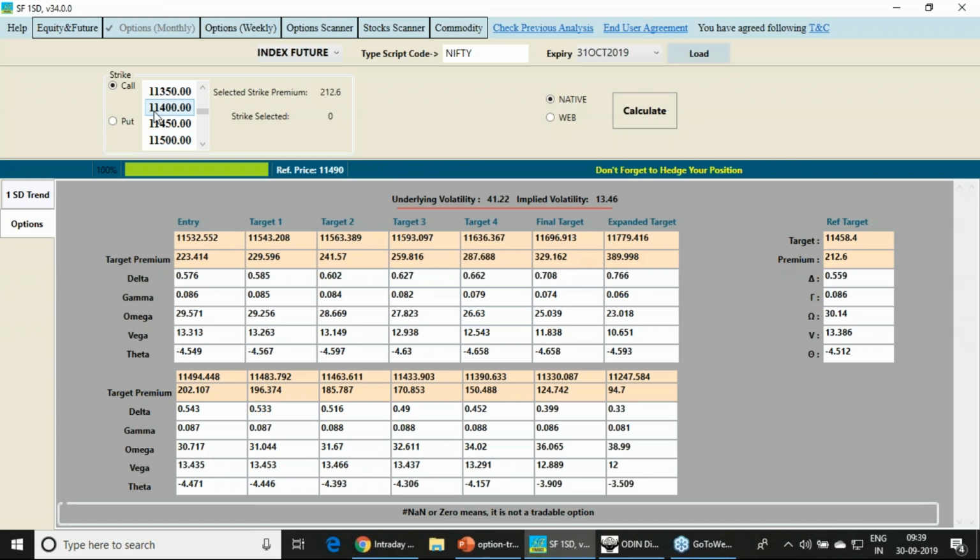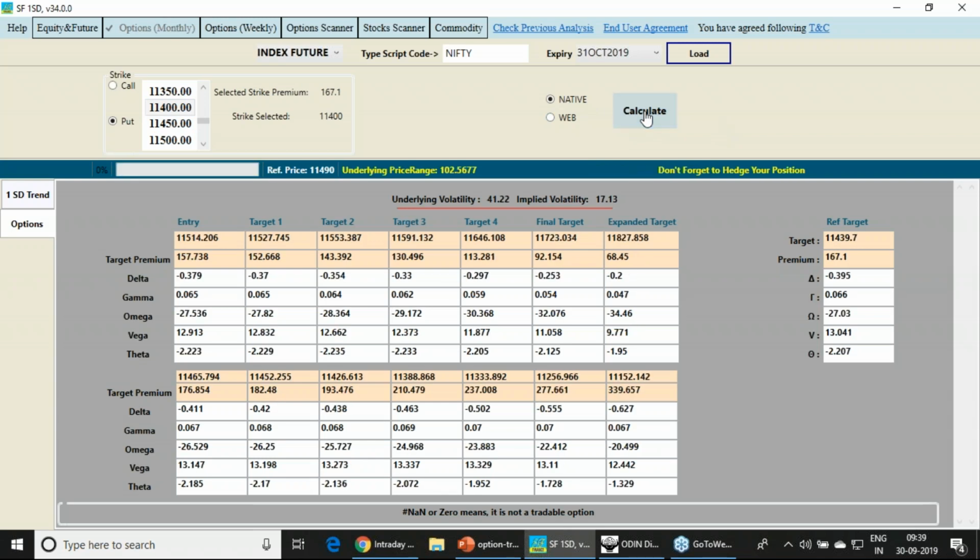Now reference has also changed. So I am going for the put options, and earlier analysis gave me that 80 rupees of oscillations I can think of. So I am going for the 11,400 put option strike, and I am going to calculate it. So I have taken the 11,400 put option strike. So I have analyzed. Now the entire thing has changed.